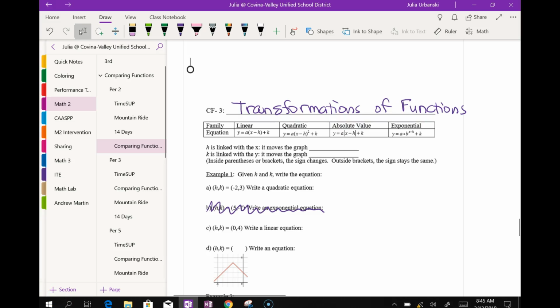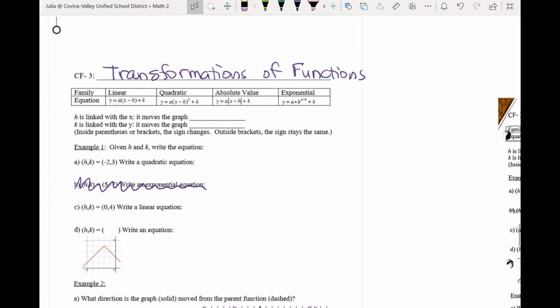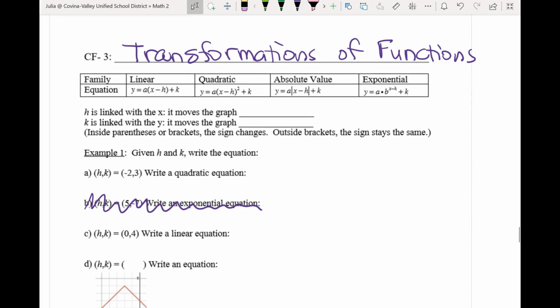Okay, so this is the transformation of functions. And transformation, does anybody remember from last year what transformation means? Yeah, you change the graph. Good. Transform means change. That's right.